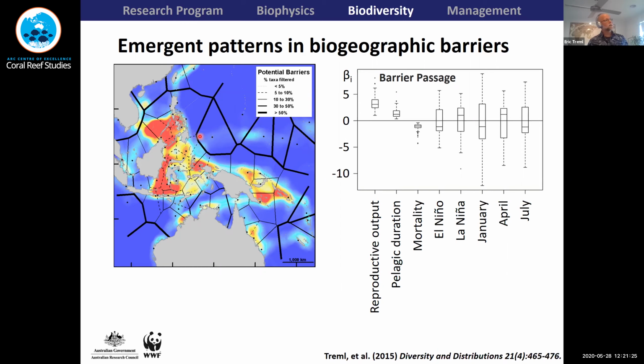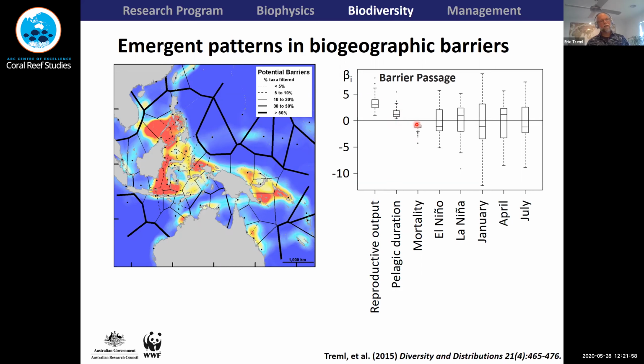So for each one of these tessellated edges, we used a logistic regression to ask what's the influence of reproductive output, larval duration, and mortality on the ability to pass over that barrier. As you might suspect, as your reproductive output increases, you have a greater likelihood to pass a barrier. Nothing surprising there. As you're able to survive longer in the plankton, the greater capacity is to pass some of these barriers. Same thing with mortality: increased mortality, reduced likelihood.